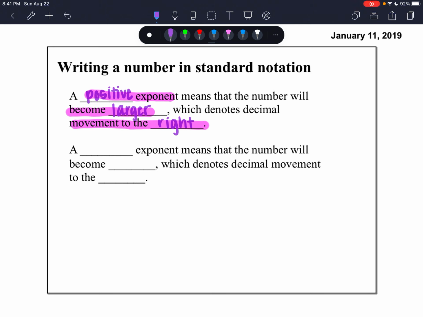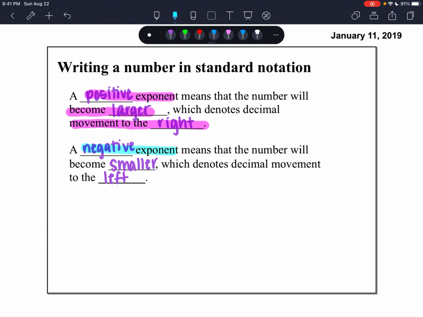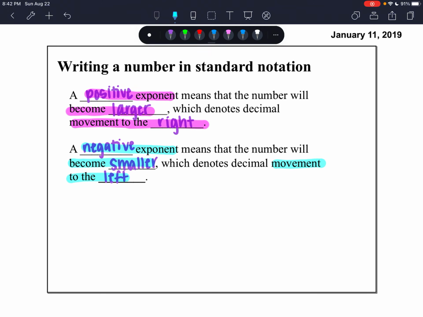Now let's say the opposite was happening. Let's say we had a negative exponent rather than positive. If our exponent is negative, that means our number is becoming a smaller number, in which case our decimal is going to move to the left. So I'm going to code this in my other color. Negative exponents indicate that our number is becoming smaller, so the decimal movement is in the left direction.